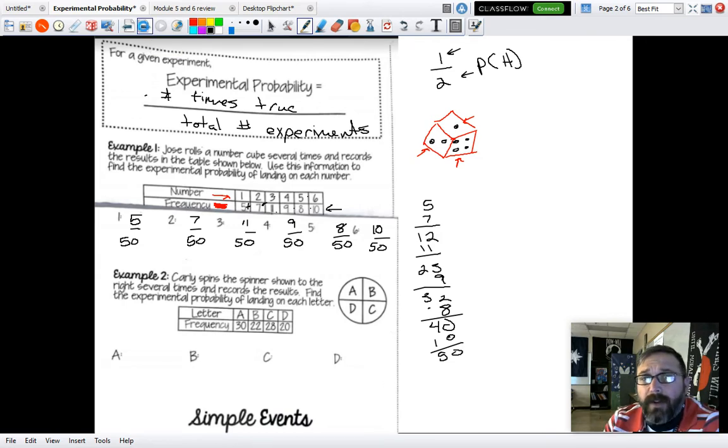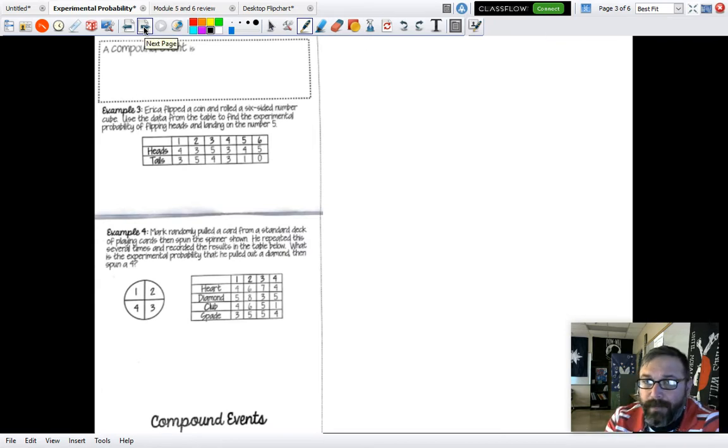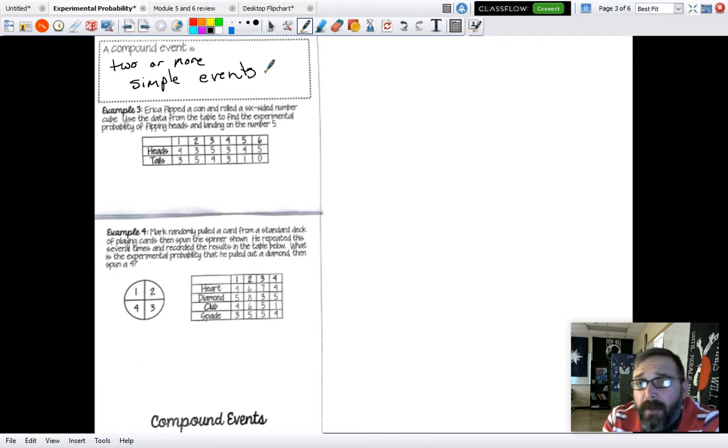I, however, am going to move on to compound events. Now, a compound event is really just 2 or more simple events. And when it comes to experimental probability, life gets really easy, okay? So let's look at example 3.